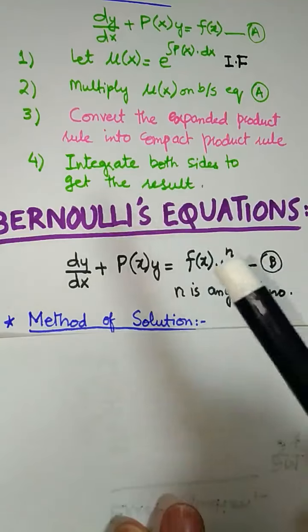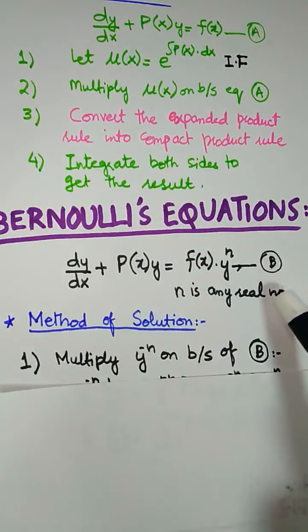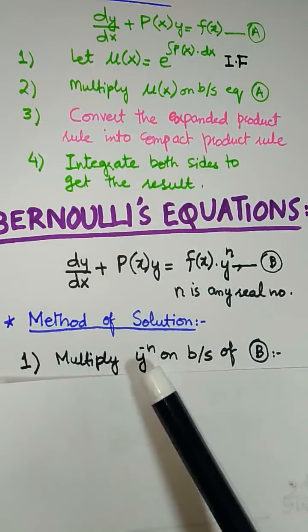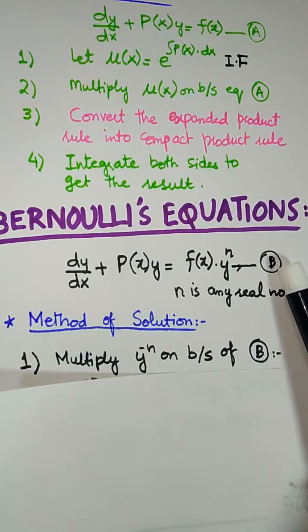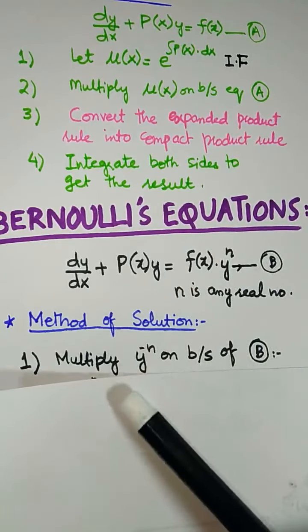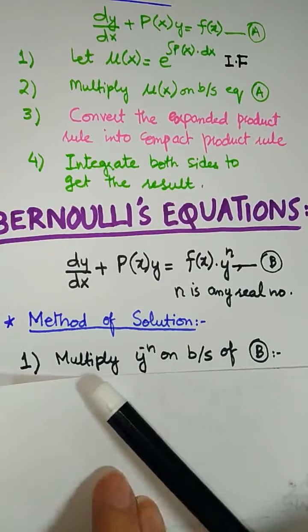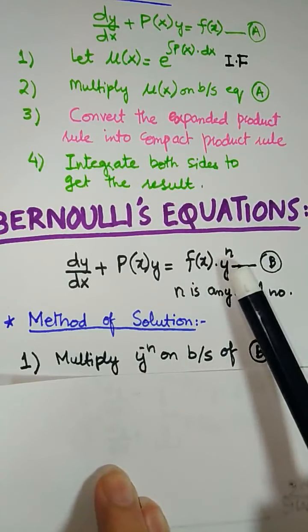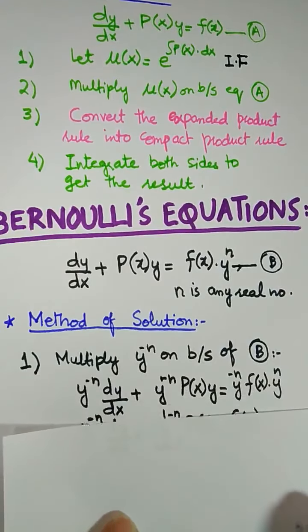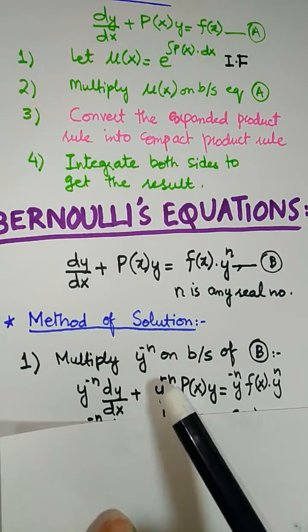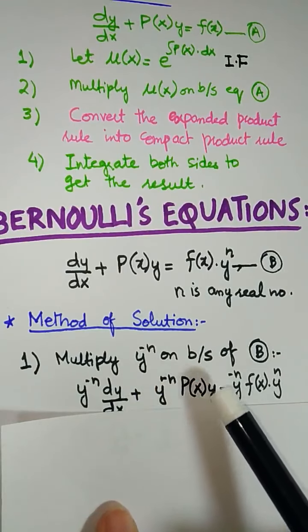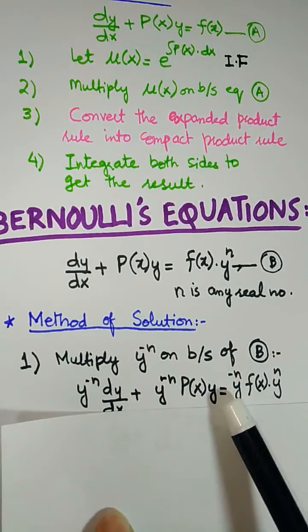that you have to multiply y to the power minus n on both sides of this equation. I have mentioned this equation as equation b. So the basic purpose of this multiplying is to get rid of that factor y to the power n on the right hand side. So we have multiplied y to the power minus n dy by dx plus y to the power minus n p of x into y equals to y to the power n minus n f of x into y to the power n.